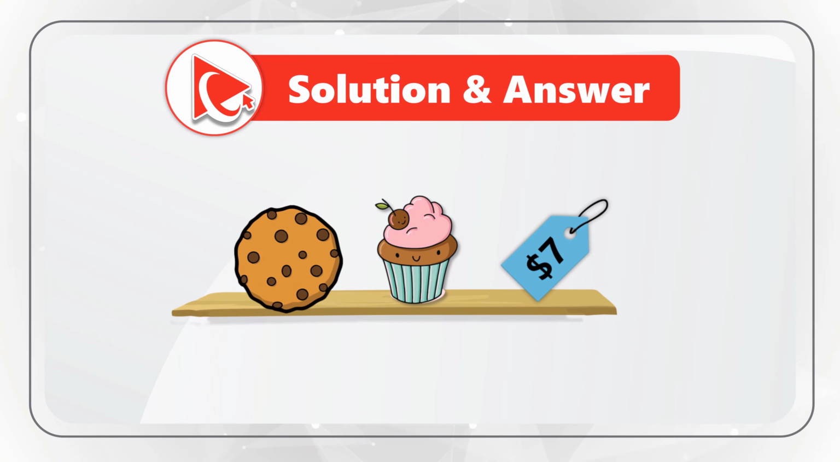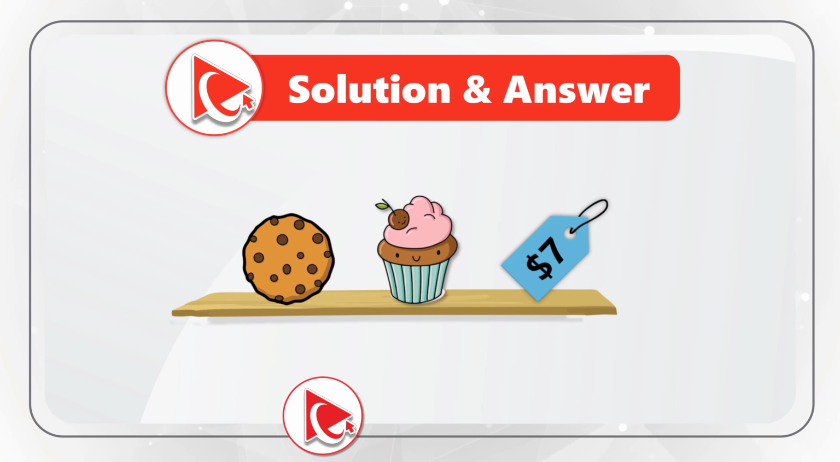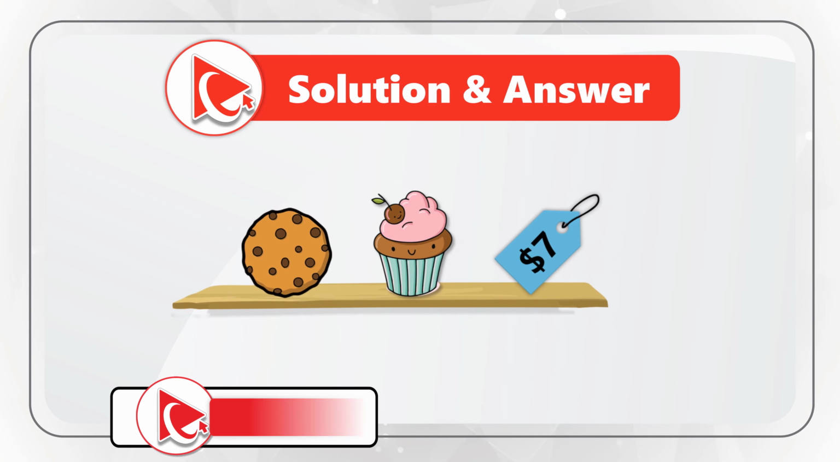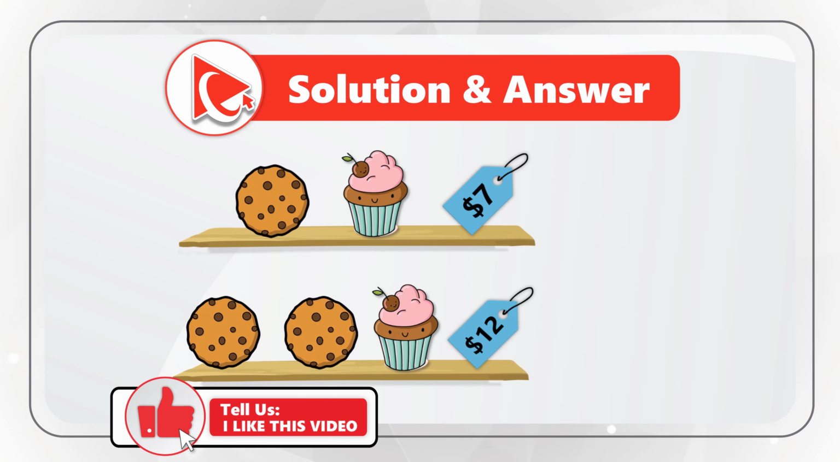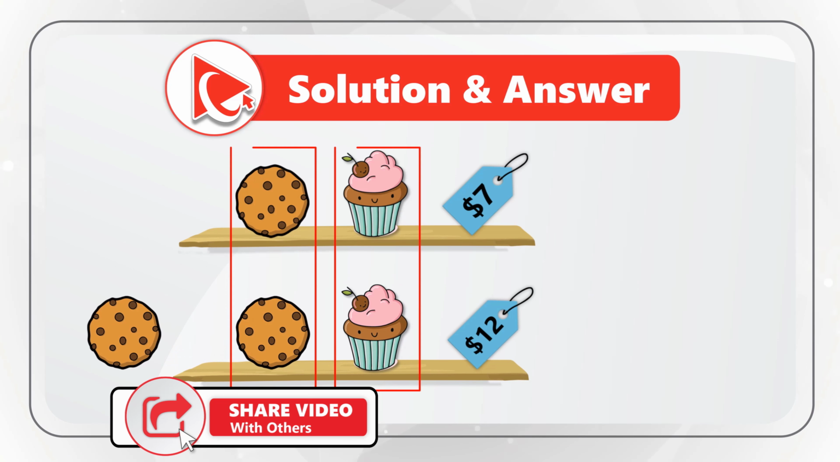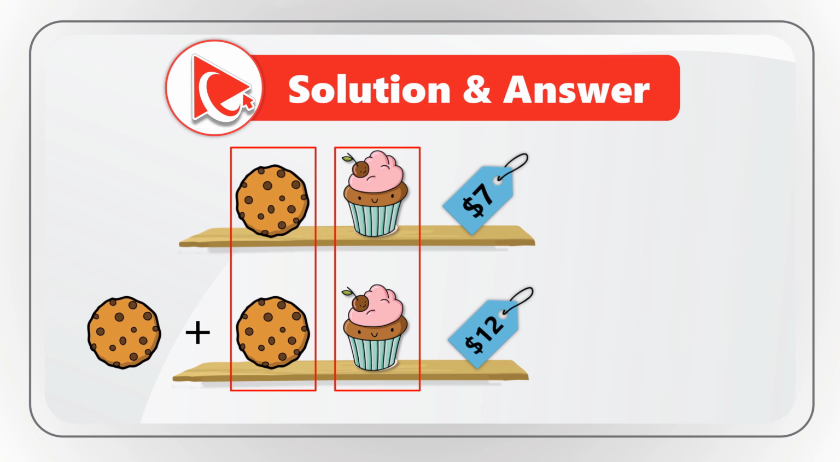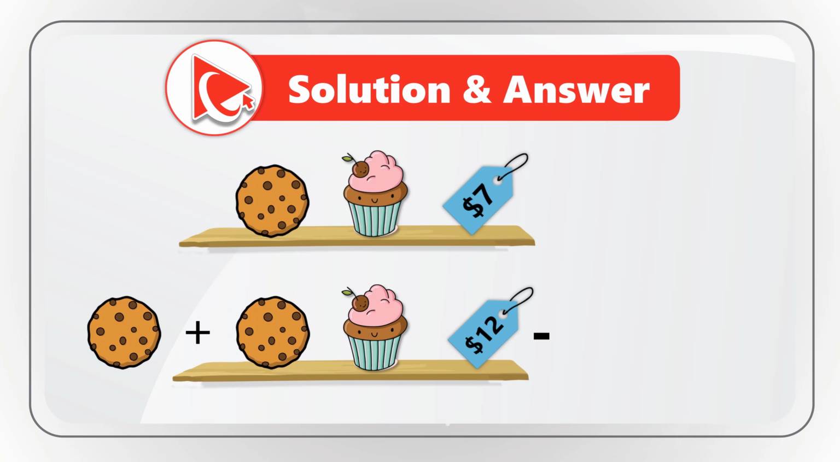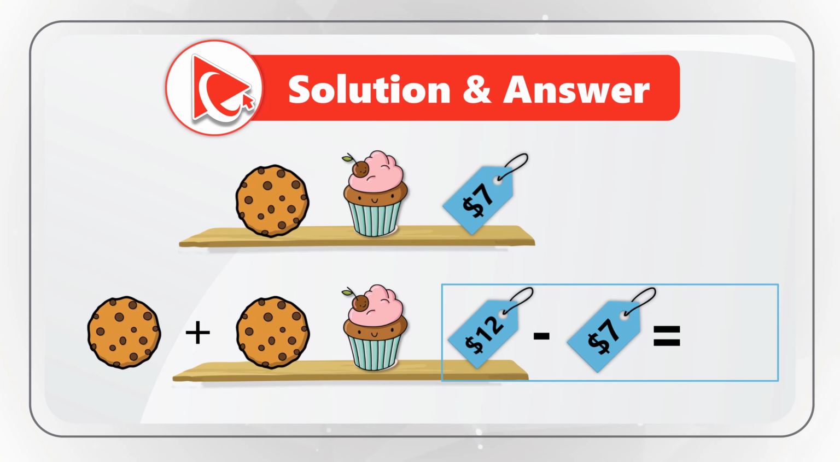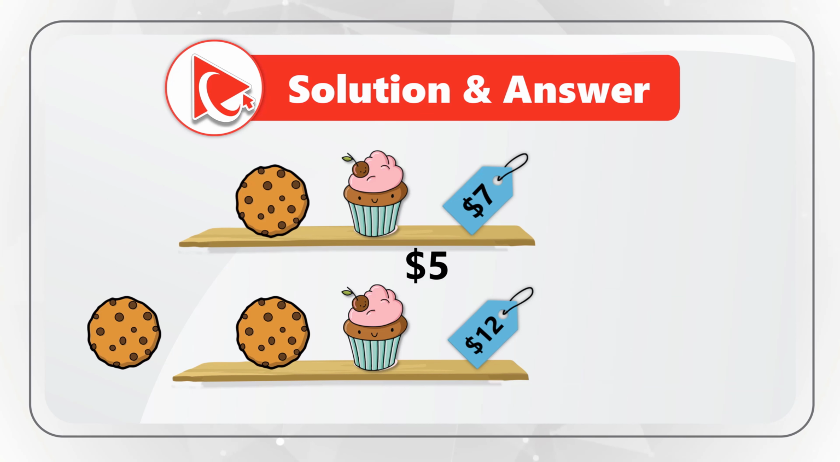Take a close look at the first set. The first set consists of cookie and cupcake, and it costs $7. What's interesting is that the second set already includes the first set plus the cookie, which allows us to calculate the price of this extra cookie. And we can do it by subtracting 7 from 12, and the end result of it is $5, which means that the price of cookie is $5.